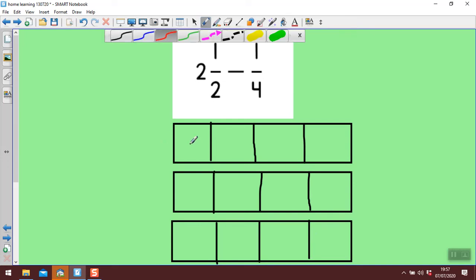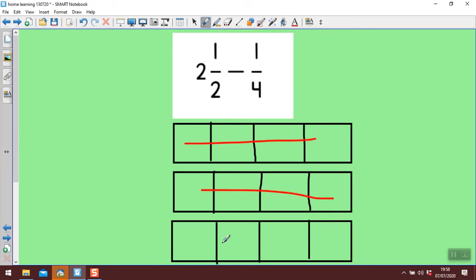So 2 whole ones and 1/2 was this, and I've got to get rid of 1/4. These are all quarters, so I'm going to get rid of that quarter. And what am I left with? 2 whole ones and 1/4. What would this be as an improper fraction? Pause the video and then write your answer down.